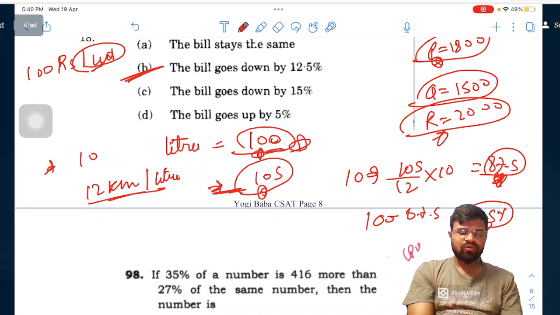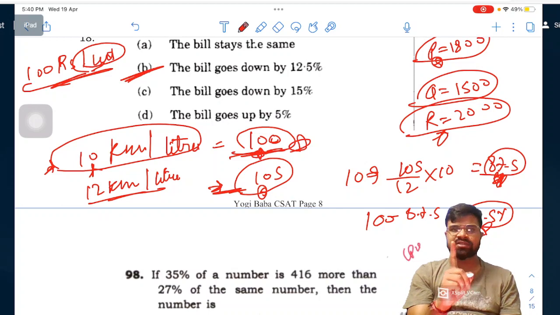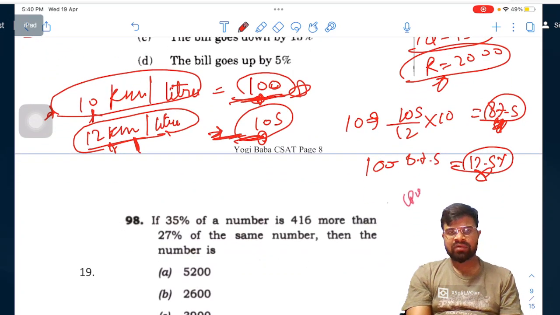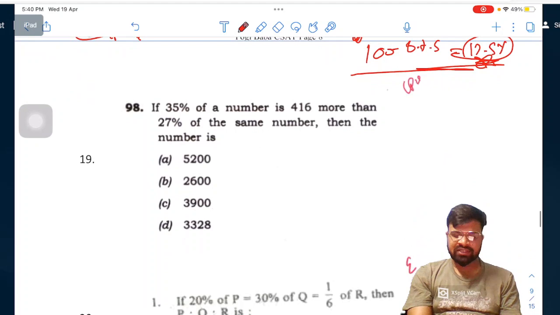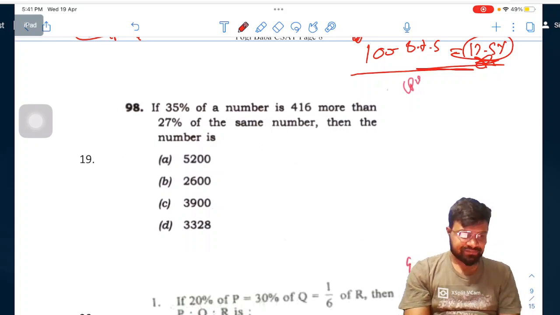So we just assume if the average is 10 kilometers per liter and the fuel cost is 100 rupees, he is going 10 kilometers for 100 rupees. Now with the average of 12 kilometers per liter, he is going 12 kilometers for 105 rupees. If he is going 12 kilometers for 105 rupees, how much money will he require for 10 kilometers? That we will find using the unitary method, and we will find that the bill is 12.5 rupees shorter than the previous bill. So that is why we considered it. Okay. Now this is a combined question of number system as well as percentages. So this is just a simple application.